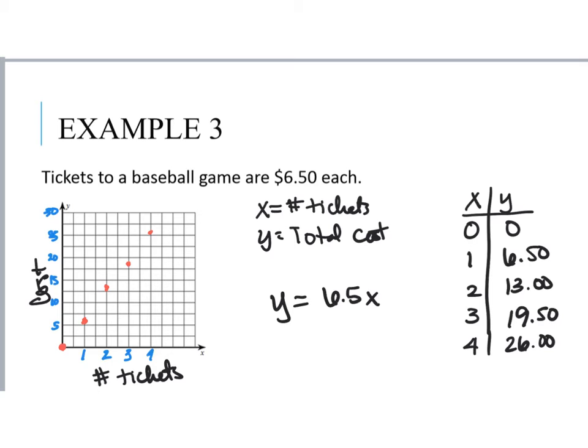Now I have to ask myself, does it make sense to connect these points? Okay, and I'm going to say no, because X is my number of tickets and I can't sell a half a ticket. So I'm going to leave my graph as just a series of data points.